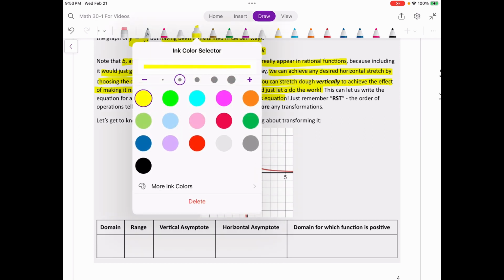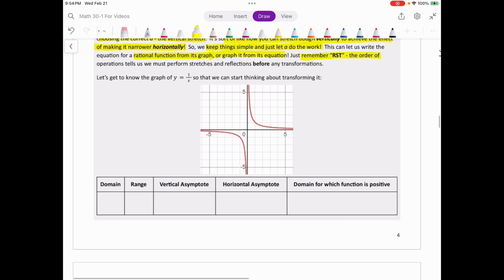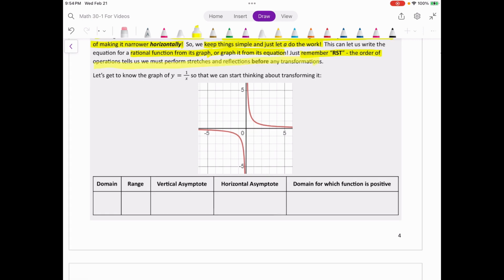Just don't forget RST, right? Reflections and stretches have to happen before translations because reflections and stretches involve multiplying x and y by something. Translations involve adding or subtracting something to x and y. So multiplication comes before addition and subtraction in the order of operations. Order of operations tells us that.